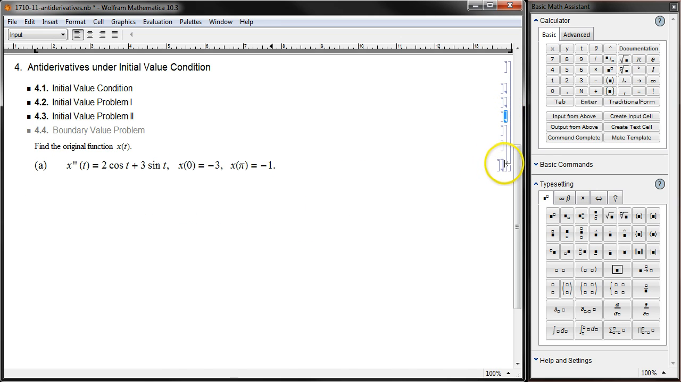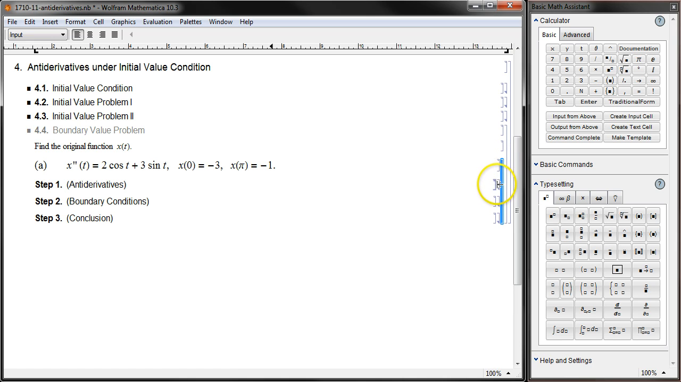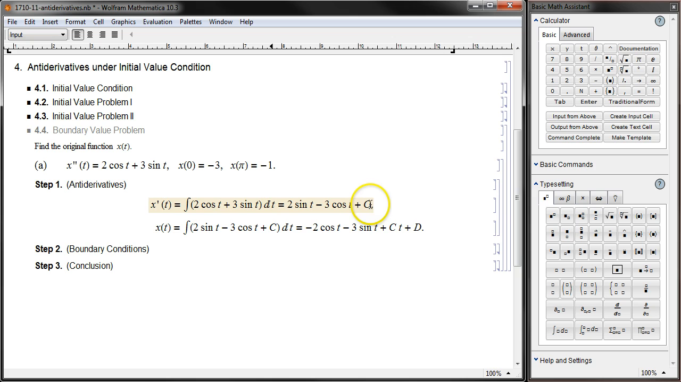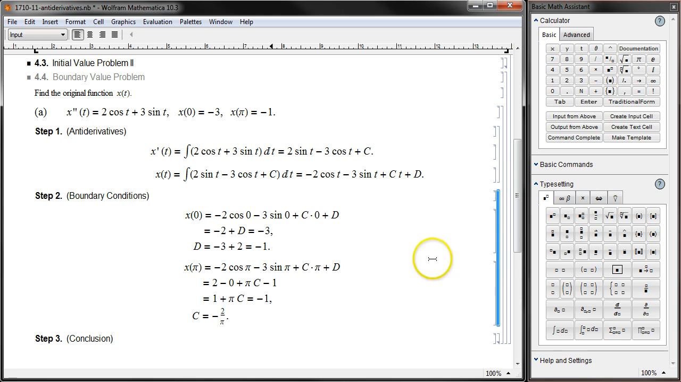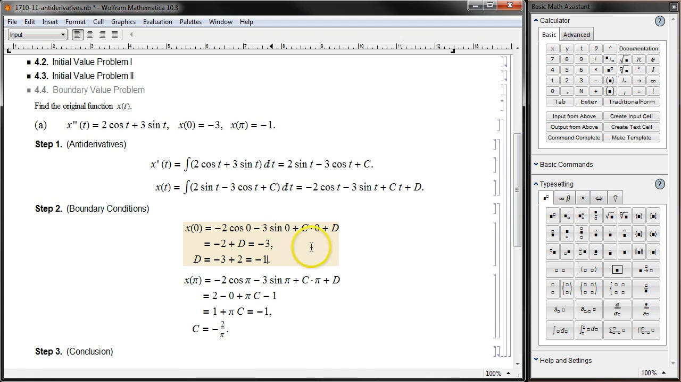So how does it work? The same. Take the antiderivative twice. The same computation as before. And then put in the boundary condition twice. Plug in t equal to 0 to this, t equal to pi to that. And here we go. Plug in t equal to 0 to this. The same computation as before. Sine of 0 is 0. Times 0, so these two disappear.